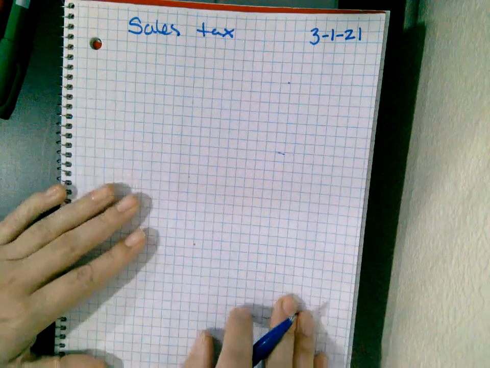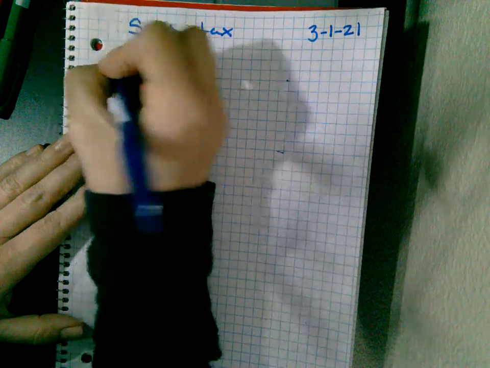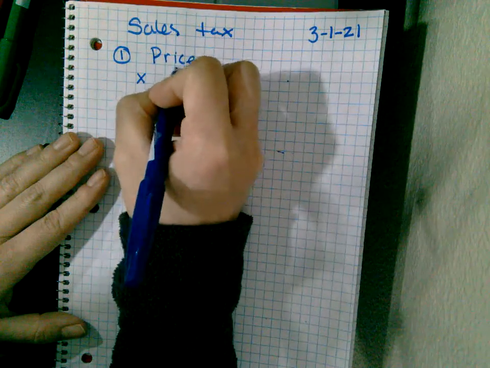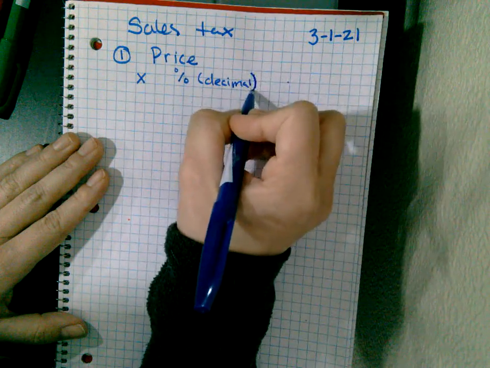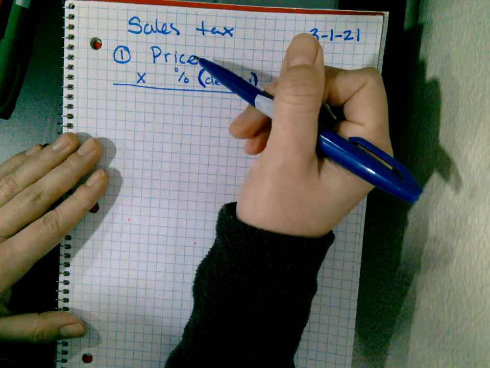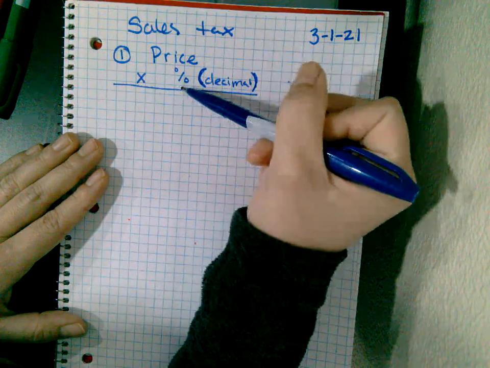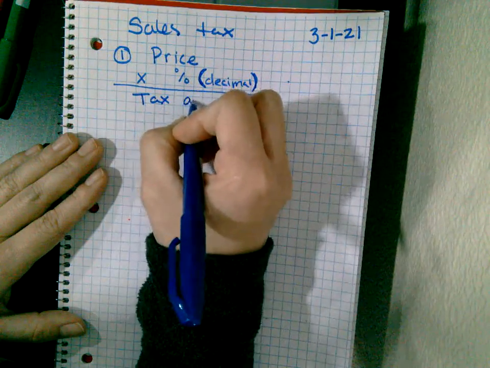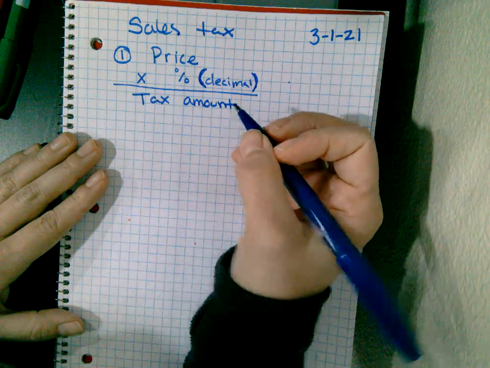All right, sales tax. So just like discount, there are 2 steps for sales tax. Step number 1 is to take your price and multiply it by your percent written as a decimal. So you take your price, whatever item you're buying, a skateboard, an iPhone, a car, and multiply it by your percent written as a decimal. This will give you your tax amount, the extra money you get to pay in taxes, right?